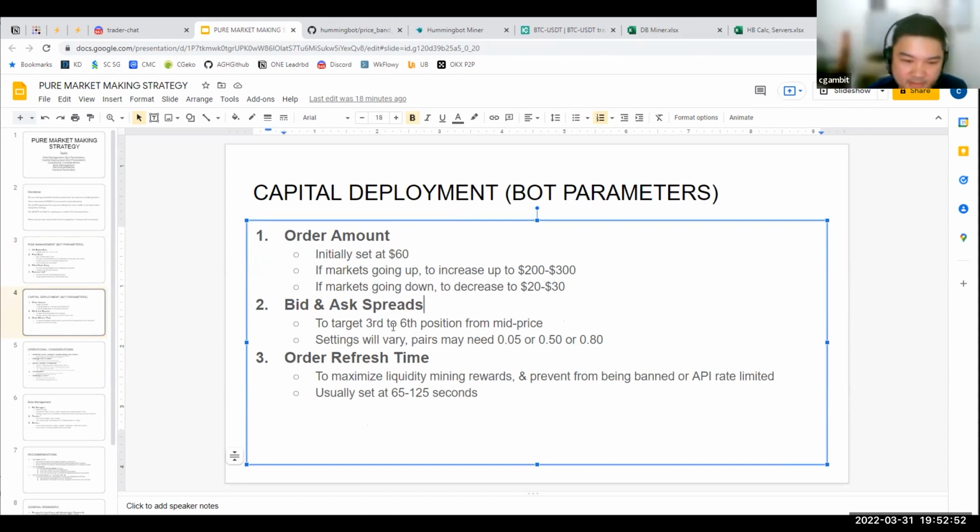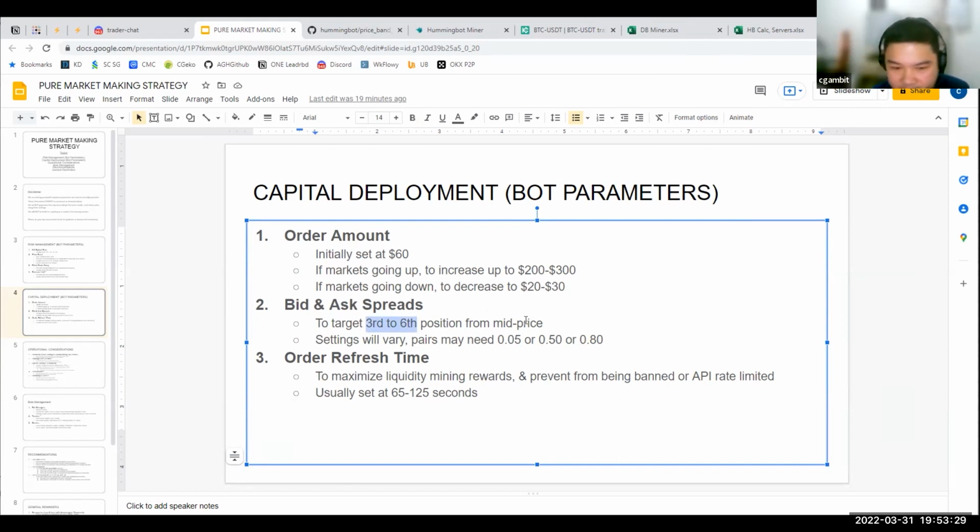We don't frequently update this one. Only at the initial starting of the bot do we set this, because if we keep on changing it, it is quite laborious for us to change every time. So we find that when we set it initially, as long as we have this position here, 3rd to 6th, we're quite safe already until the volatility comes in the market.